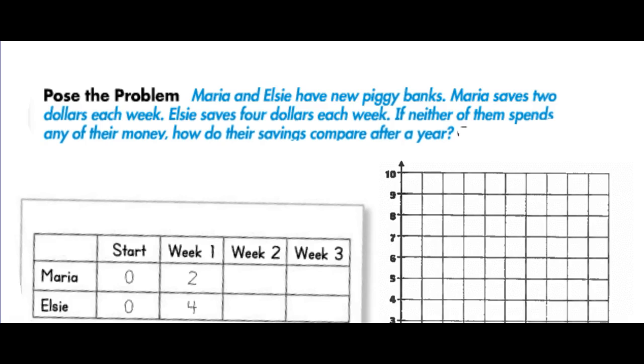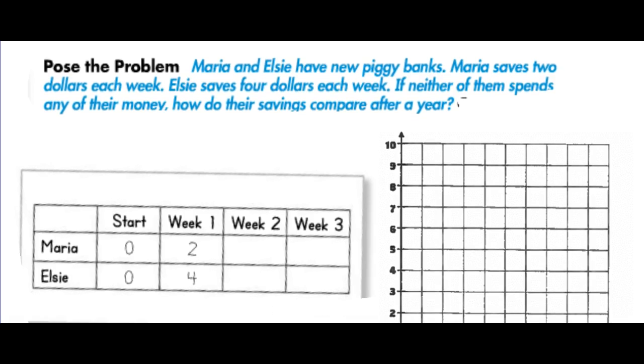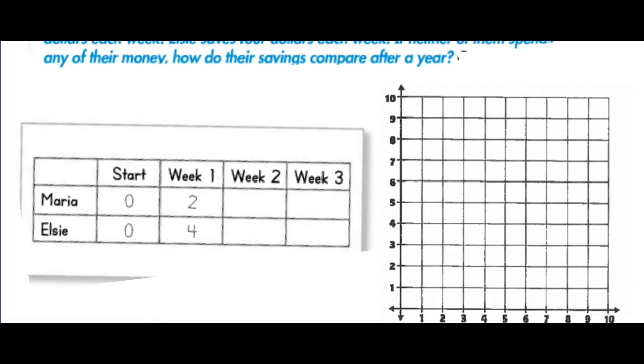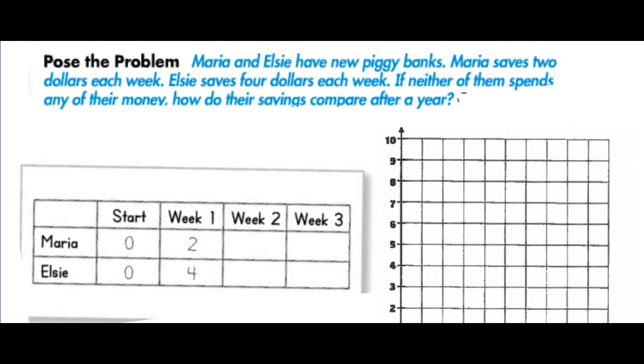Okay, so here's our first problem. Maria and Elsie have new piggy banks. Maria saves $2 each week. Elsie saves $4 each week. If neither of them spends any of their money, how do their savings compare after a year? So we know that Maria's rule is that she saves $2 each week. So she started with $0. Week 1, she has 2. So if she continues to save $2 each week, week 2 she'll have 4, and week 3 she will have $6. Elsie is saving $4 each week. So she started with 0. Week 1 she has 4. Then we add 4 more to get 8 for week 2, and 4 more to get 12 at week 3.